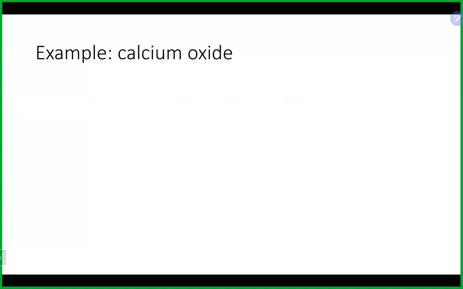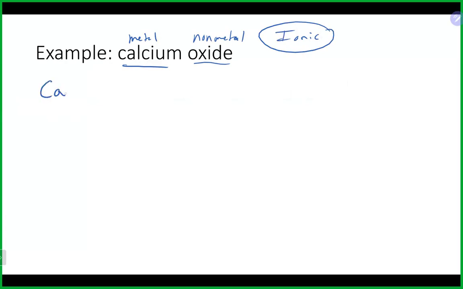Now let's take a look at calcium oxide, also a metal and a non-metal, right? So once again, when we get that combination, we automatically know we're going to have an ionic bond. We're going to have some ions, some cations and anions in this case. So let's start here. Calcium is group number 2, so how many valence electrons should it have? 2. That's a couple of dots.